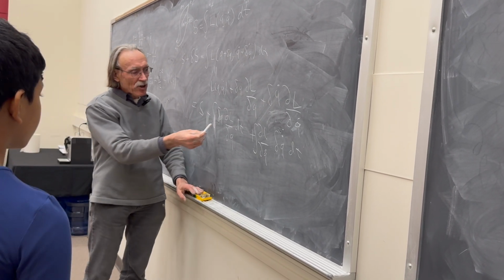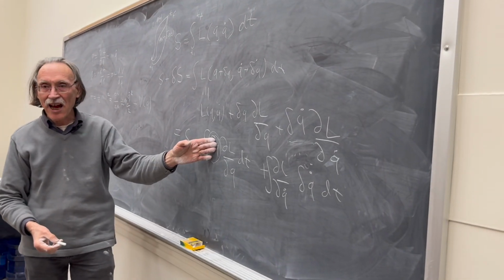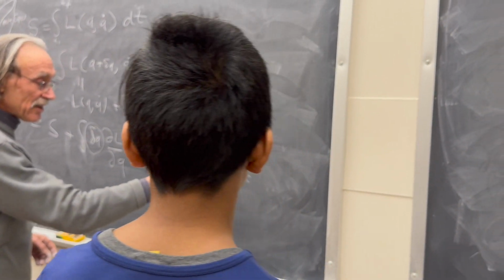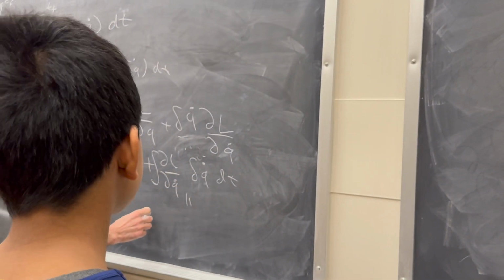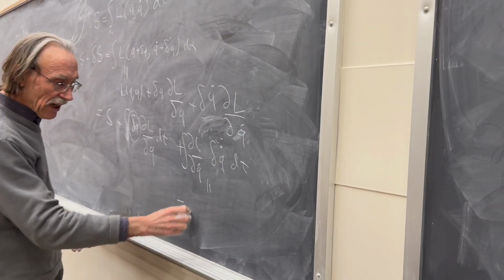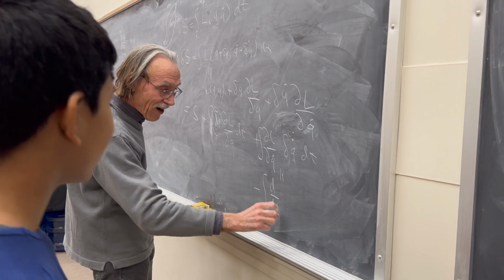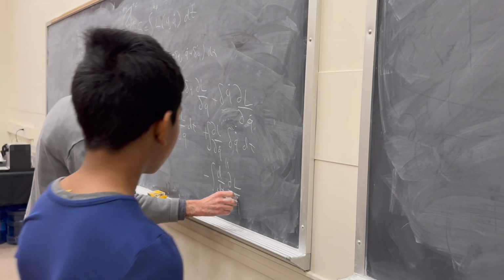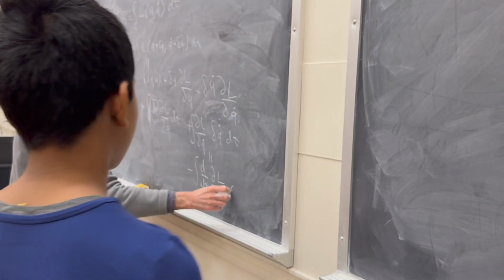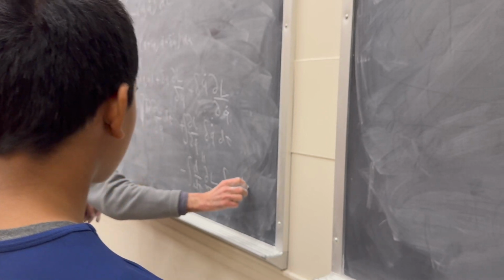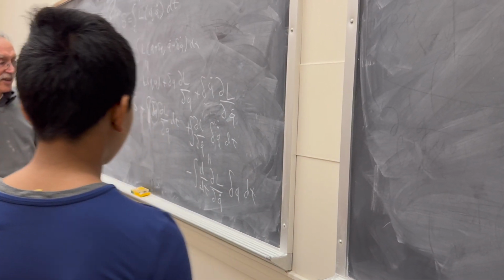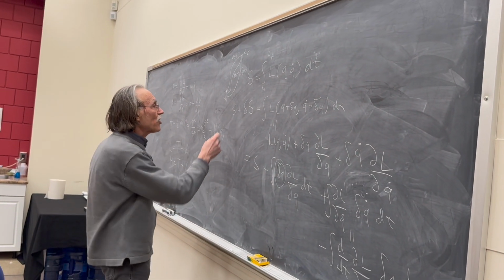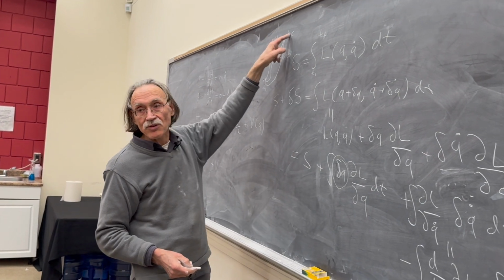What I want is to have the variation outside everywhere. But here I have a derivative, so I integrate this by parts, so that then I get a minus sign. You know how integration by parts works. I get minus d/dt of the derivative of L with respect to q dot, times delta q, times dt. And there are no boundary terms because I chose them all equal, so delta q at the endpoint is equal to 0.